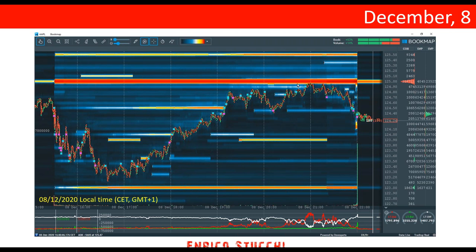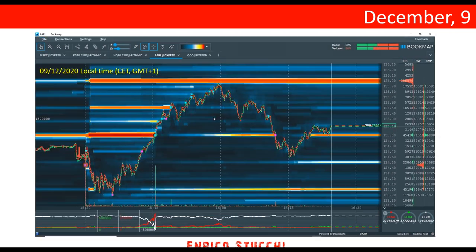Here another example of exhaustion. Okay, here, 1, 2, exhaustion. Okay, this is December 9th, the same continuation pattern. The price goes up 50, 100 ticks. 50 ticks in the opposite direction, up until a round number. Okay.